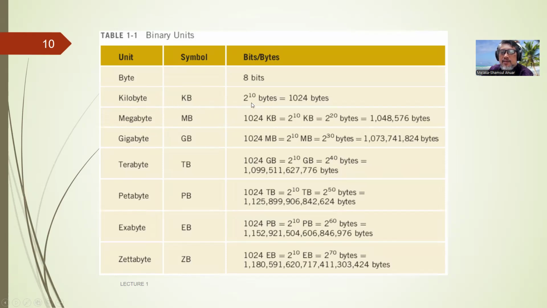Kilobyte means 2 to the power of 10 bytes, or 1024. A megabyte has 1024 kilobytes. A kilobyte has 1024 bytes. A gigabyte has 1024 megabytes, and so on and so forth.